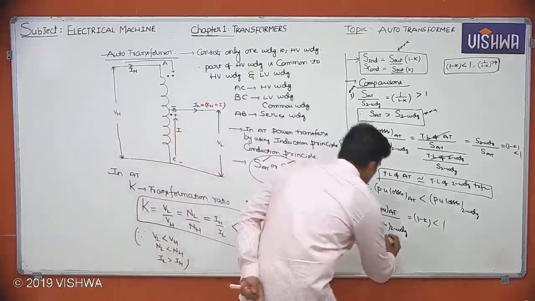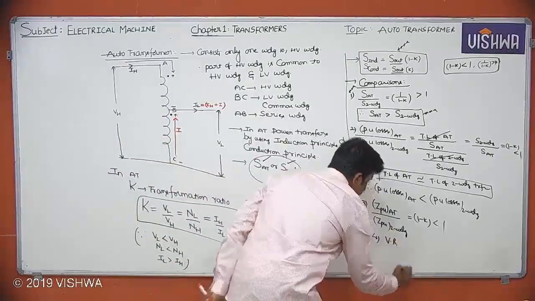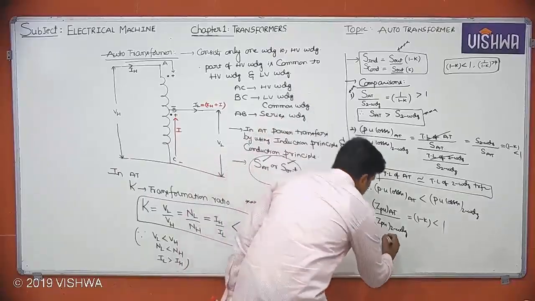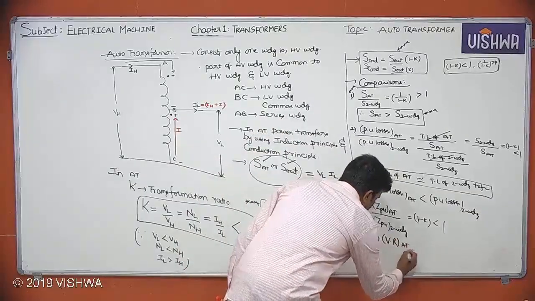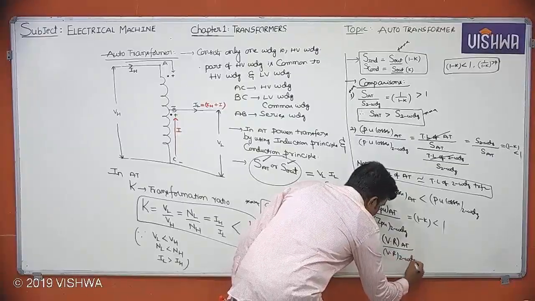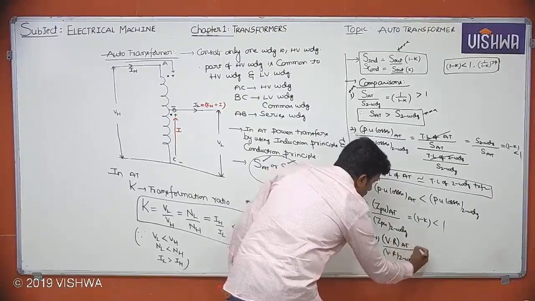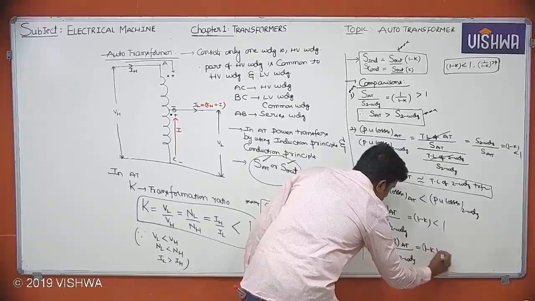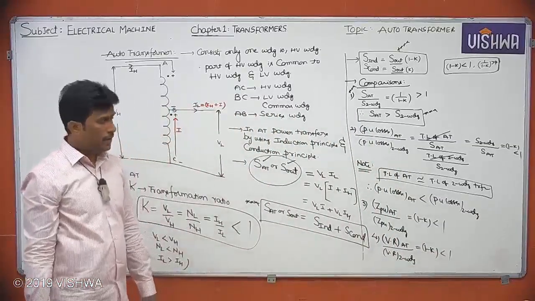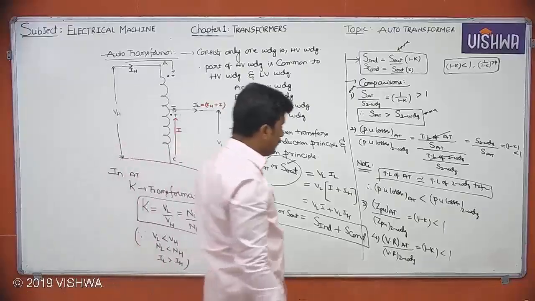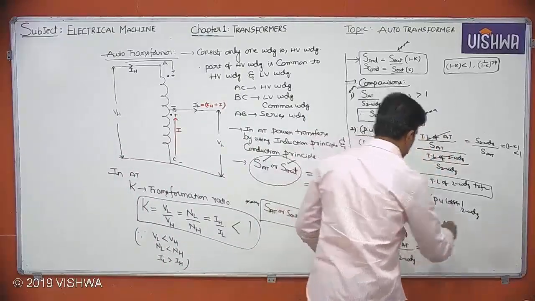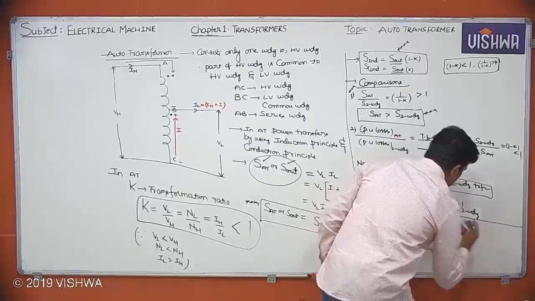So I can write here voltage regulation. VR means what? Voltage regulation. Voltage regulation of auto transformer by voltage regulation of two-winding transformer. I said it is less in auto transformer. So obviously 1 minus K is the value less than 1. Okay. Next, fifth observation.